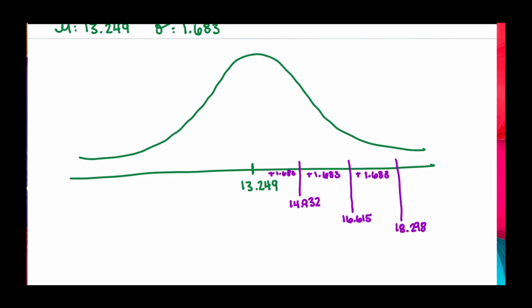All right, so we add the standard deviation 3 times from the center, which is the mean, and now we're going to subtract it 3 times from the center. So when I go the other direction, I'm going to subtract 1.683, and I'm going to get 11.566. And then I'm going to subtract it again.